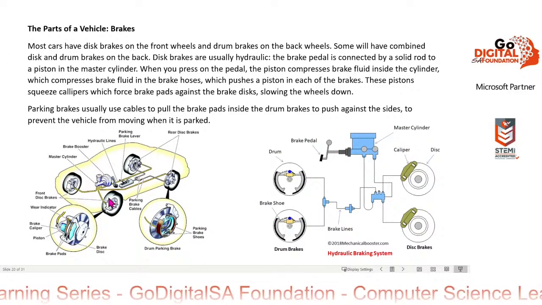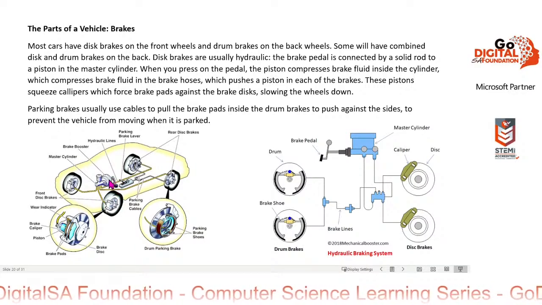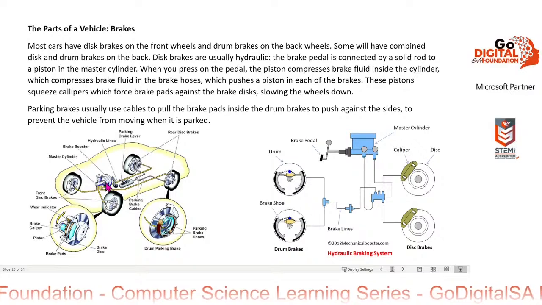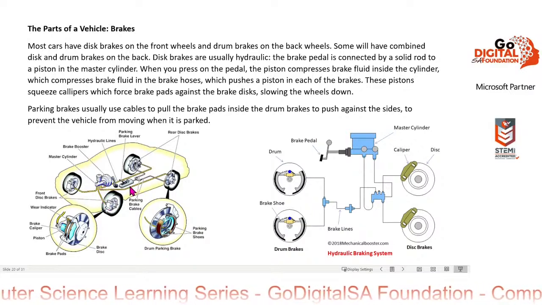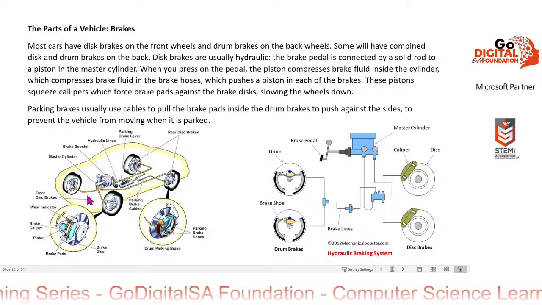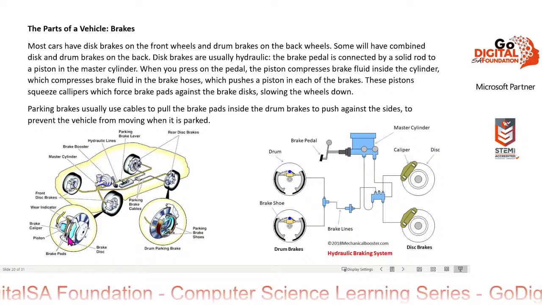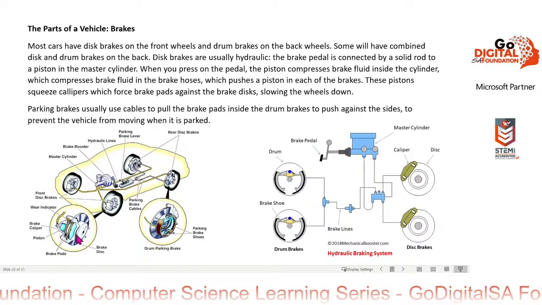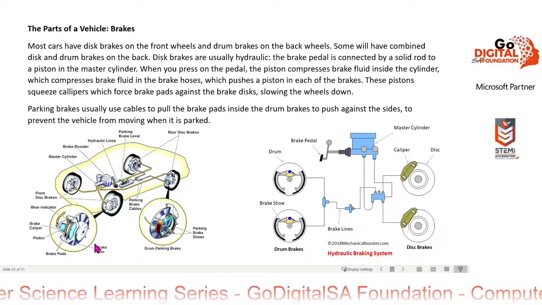Okay, so here we've got a car where you can see there's the brake pedal. It pushes onto the master cylinder. There's hoses going to each of the disc brakes. So when you push on the pedal, it compresses the fluid. The fluid then pushes into the brakes. It pushes on a piston, which then pushes on brake calipers, which squeeze the brake pads against the disc. Okay, and that slows it down.